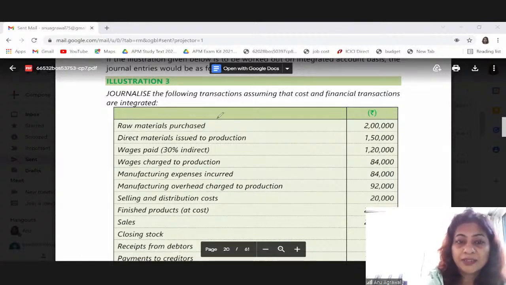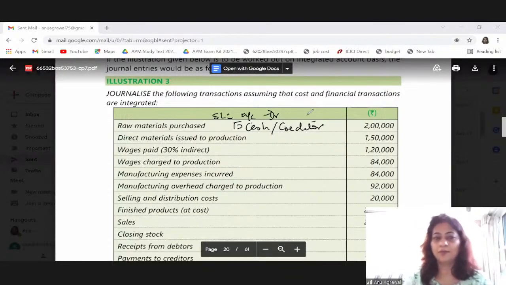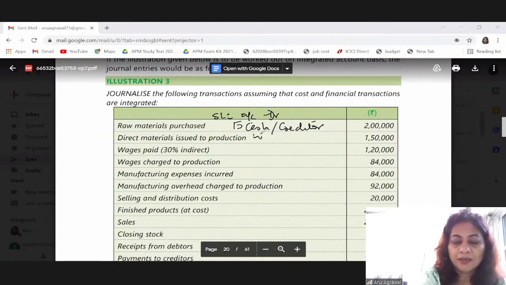So raw material purchase. So can I pass the entry? Store ledger control account, debit, cash, or credit? Yes, sir. Material issued to production. Entry would be the same, right? It will be WIP control account, debit, to store ledger control account.